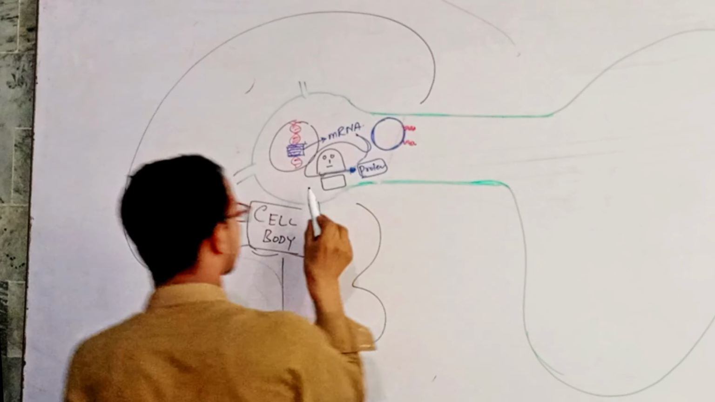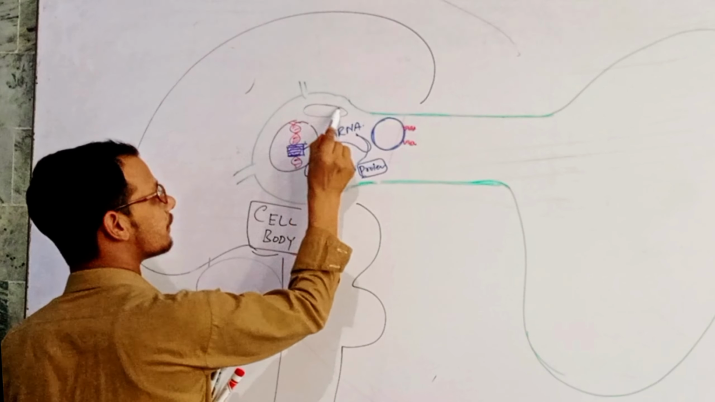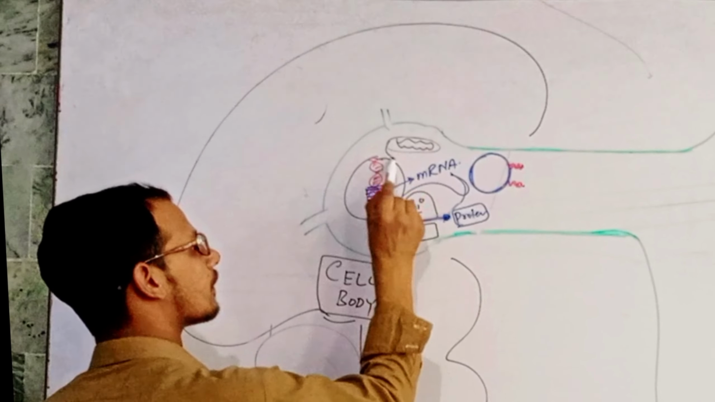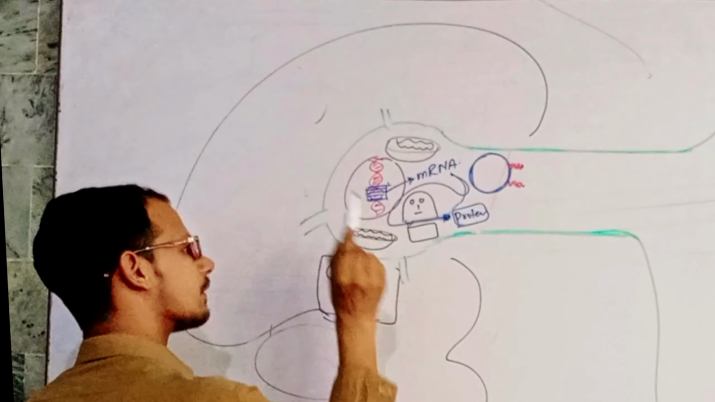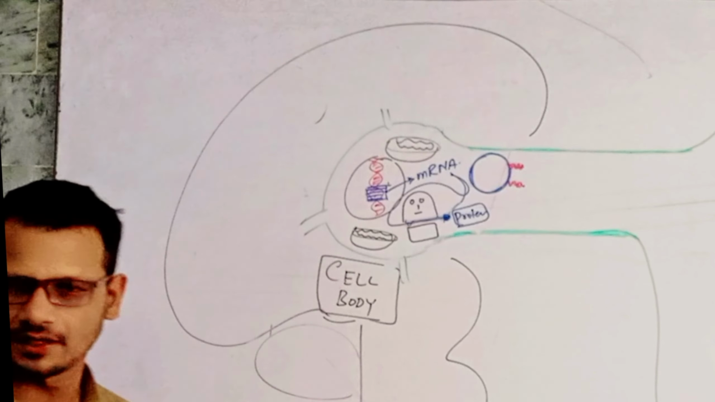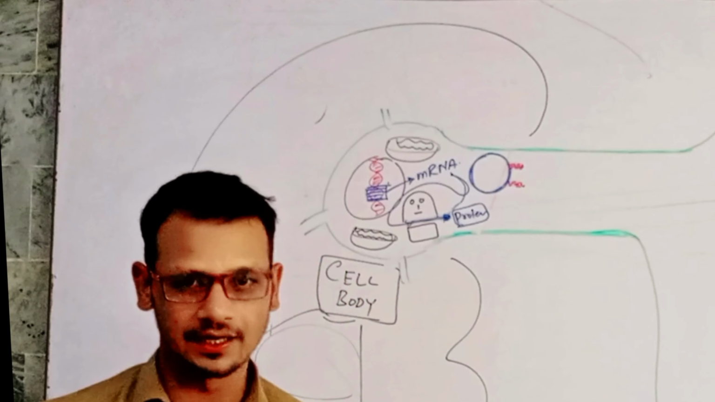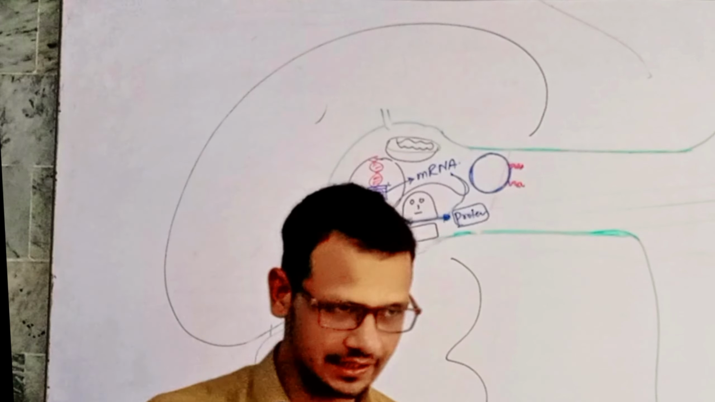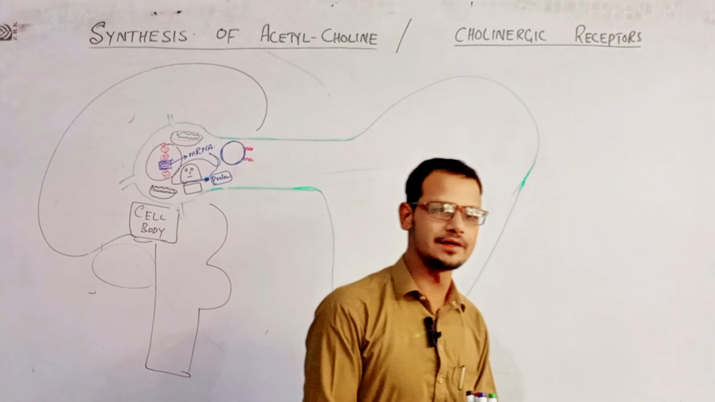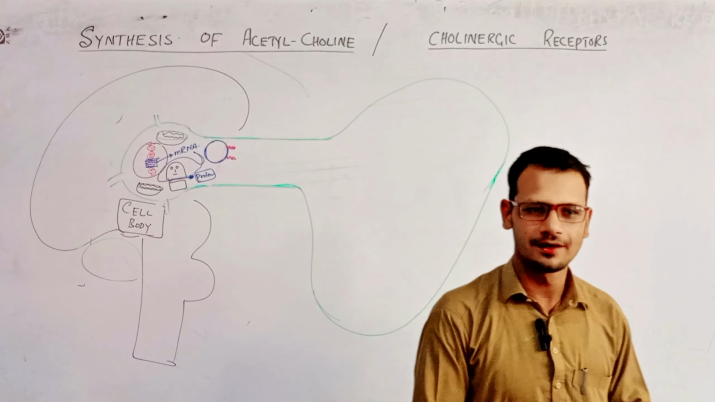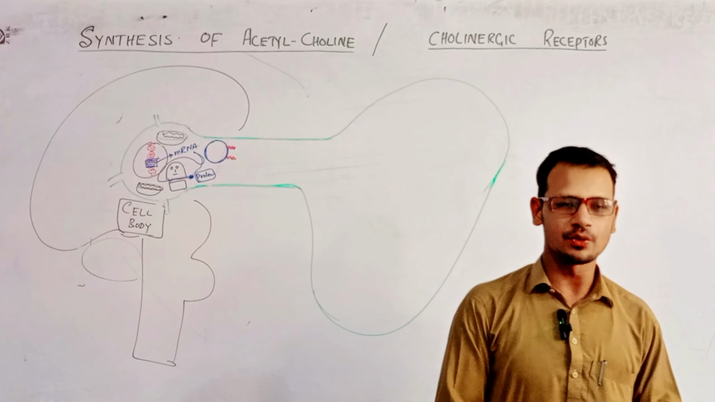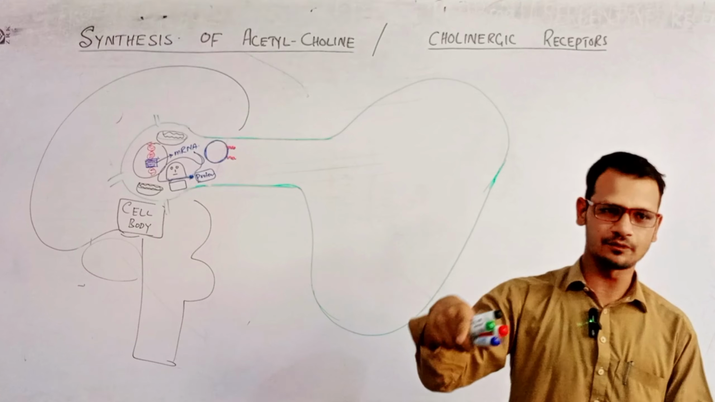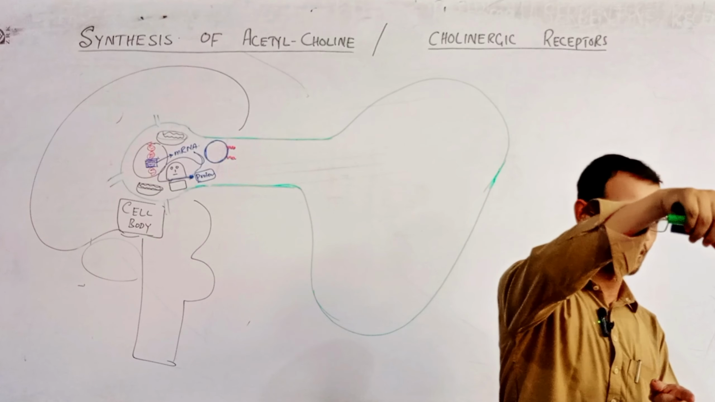Now in this cell body we have a lot of mitochondria, and what is the role of mitochondria? The Krebs cycle takes place in mitochondria, and when the Krebs cycle starts, we have a precursor called acetyl coenzyme A, which is formed from pyruvate, and pyruvate is formed from glucose.